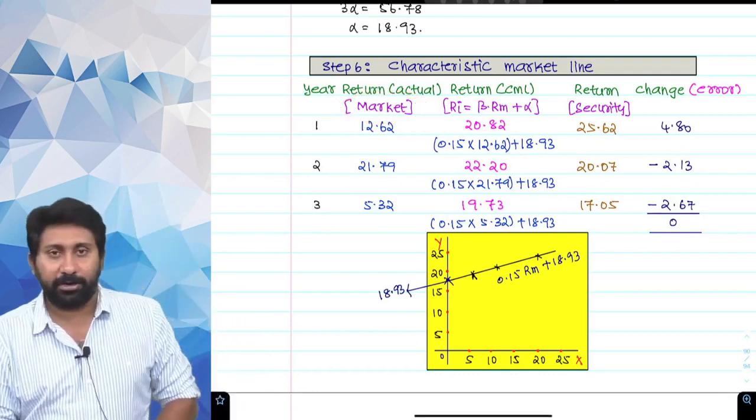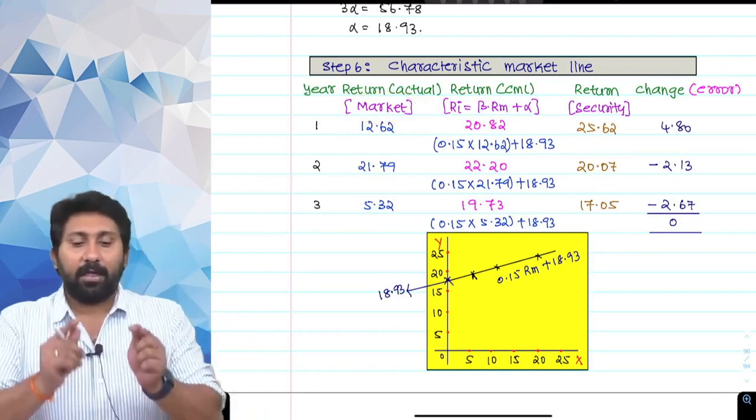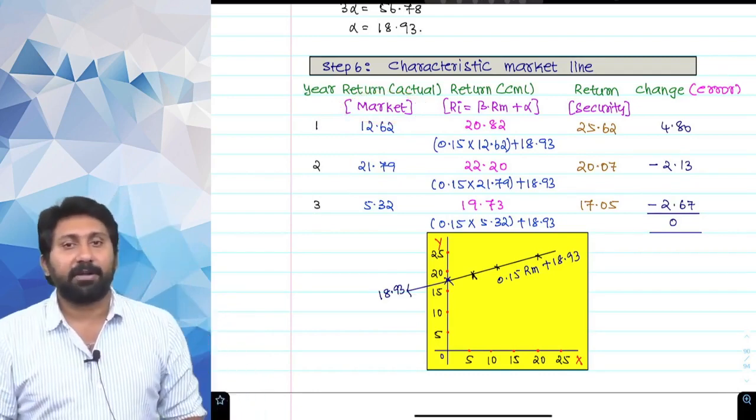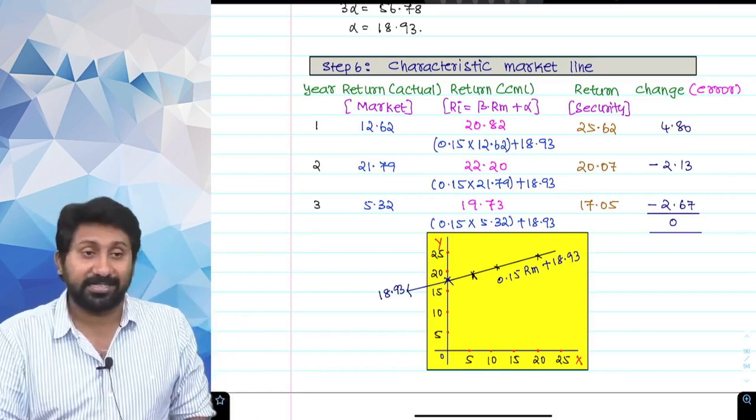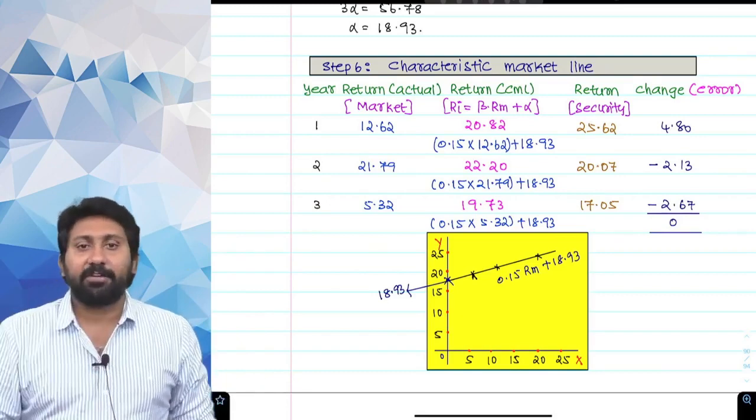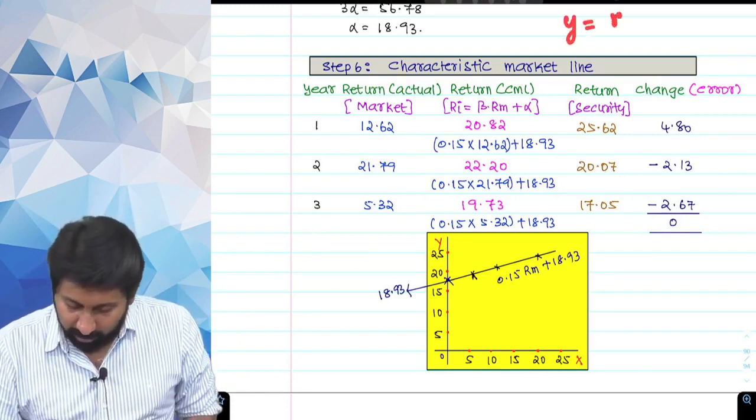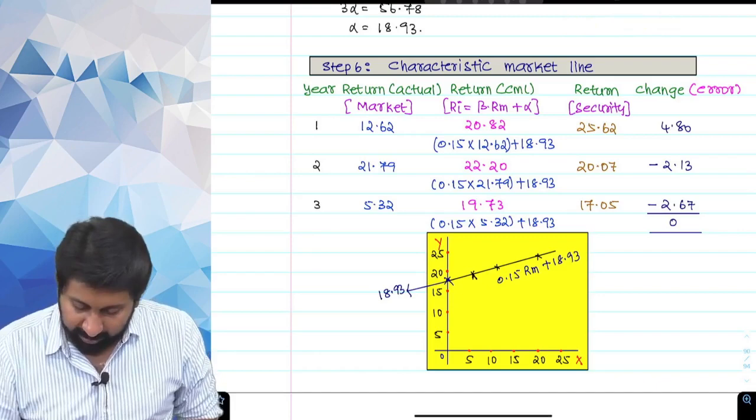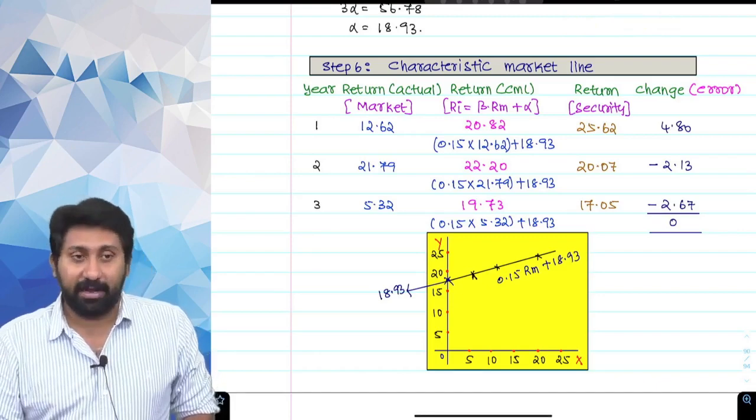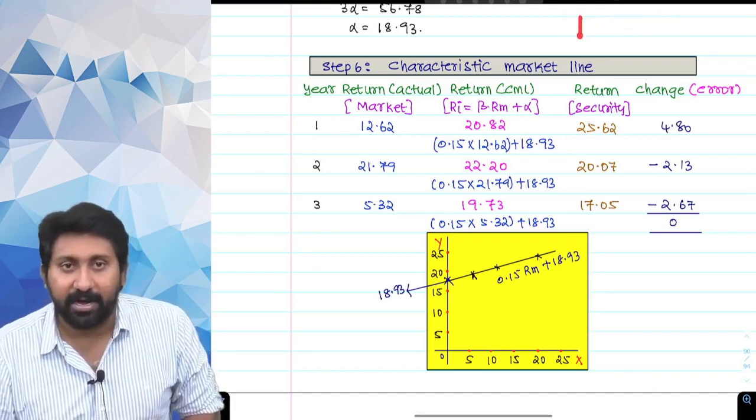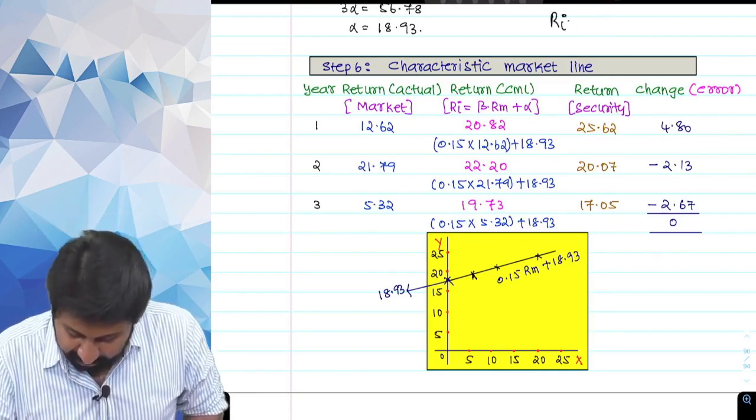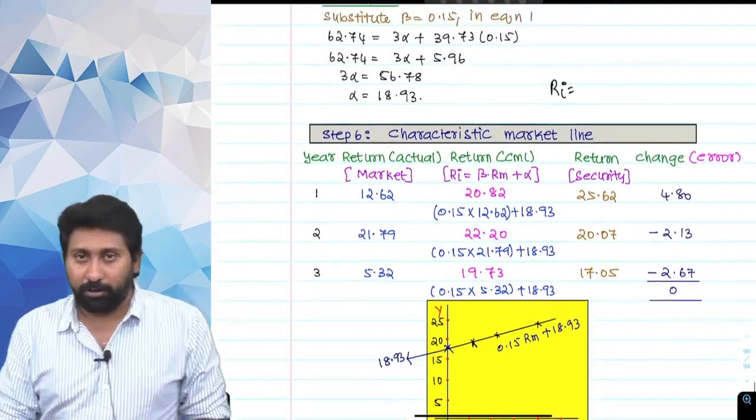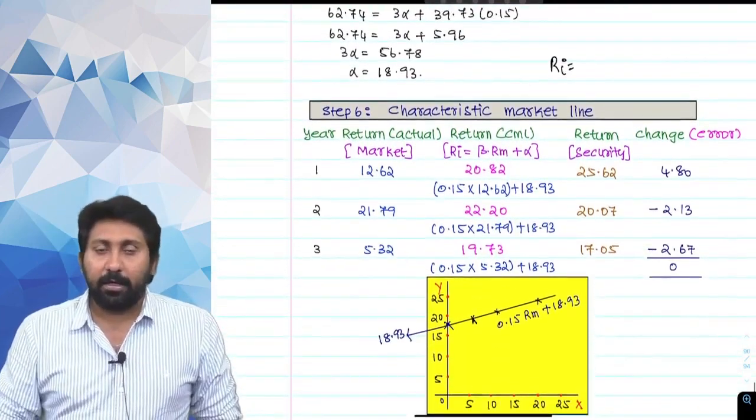Okay, 5.32. Now I want to establish a relation between two variables. What do I have to use? A straight line. The straight line equation is what? Y equals mx plus c. What is y? The influenced variable, meaning security return, market return, or return of an investment. So Ri equals mx plus c.